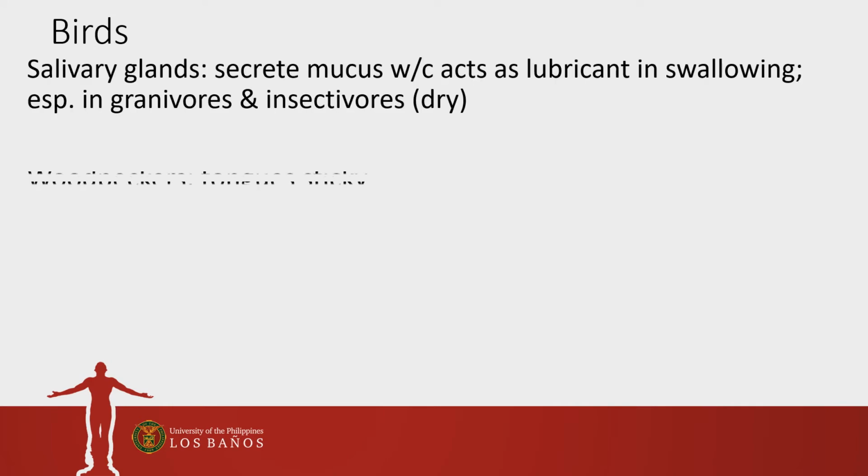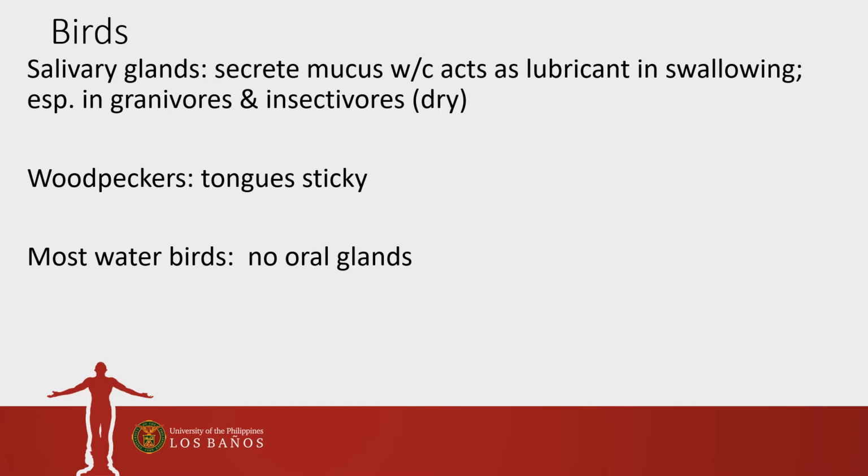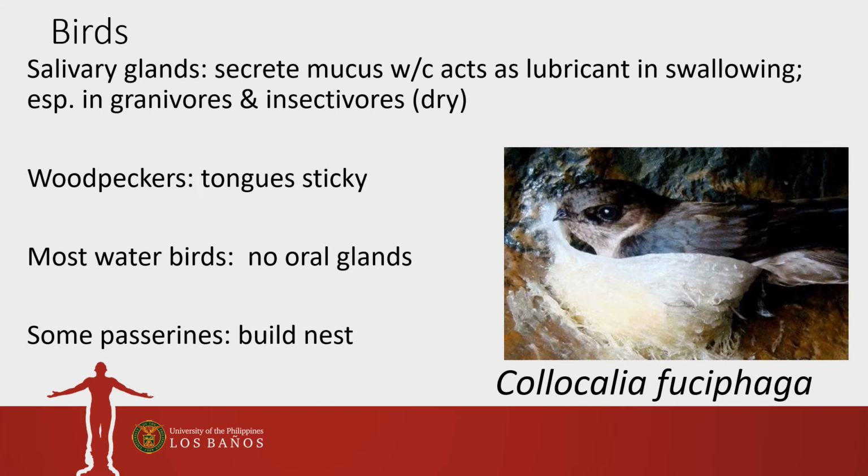Salivary glands in birds act to lubricate food. Woodpeckers have a long, sticky tongue, while most water birds, of course, do not have them. Some passerine birds, like Collocalia fuciphaga, build nests using their saliva. This is the nest collected to make the edible swiftlet soup. Would you eat something made from saliva?